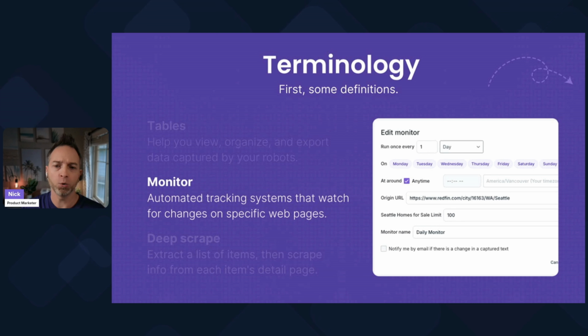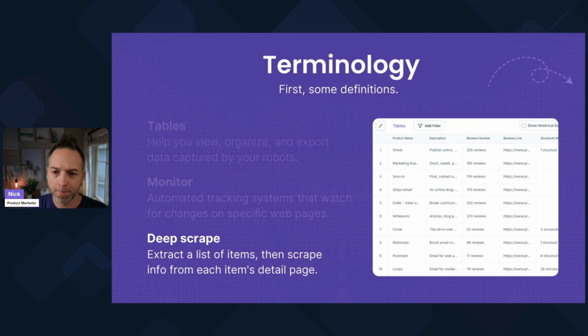Monitors are where you automate the tracking of certain websites. So when do you want to track it? How often do you want to visit that site? The limit of items you want to scrape, and you can set up multiple monitors for the same website, or you can set up multiple monitors for different pages on that website, as long as it's a similar structure. So in this example here, it's Redfin. You could do one for Seattle, one for Portland, one for Boston, because those tend to have the same structure. So you don't need separate robots, and I'll touch on that in a little bit here.